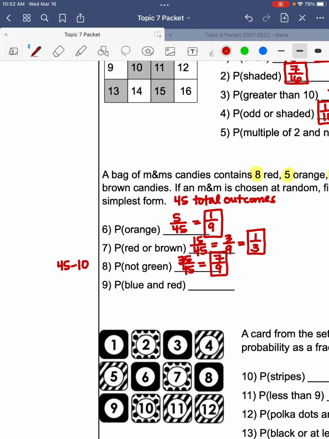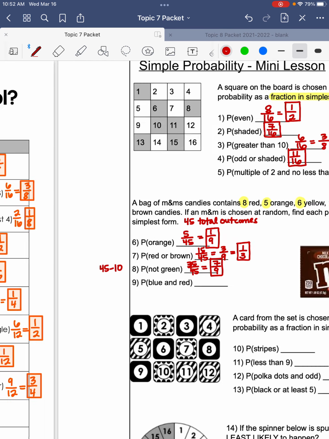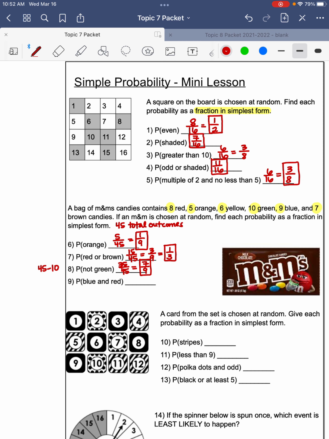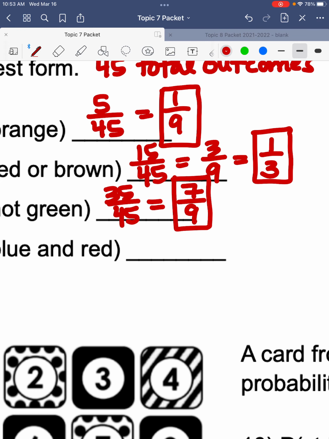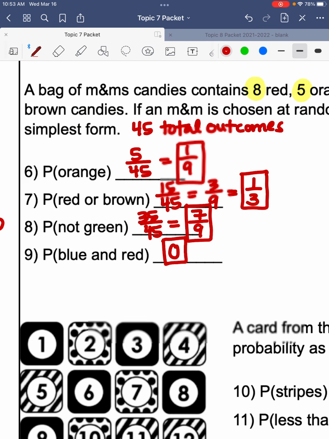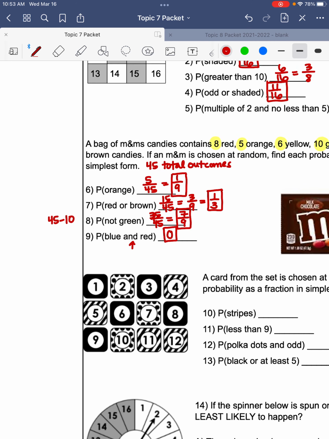Okay, and then lastly, probability of blue and red. Well, here's the thing. If I'm drawing one M&M out of my bag, how can I possibly pick one that's both blue and red? That doesn't happen. So I cannot pick one M&M that is both colors, so the probability is 0. Okay, if it had said or instead of and, it would be a different story, but that and makes that impossible. So the probability is 0.